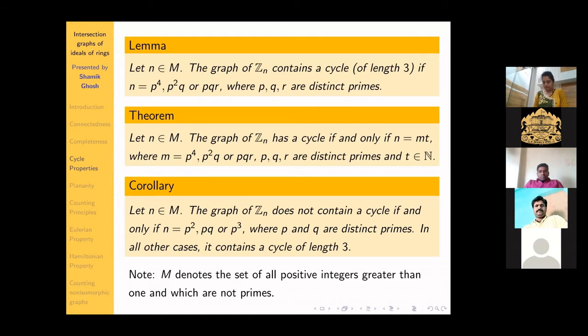So we can conclude as a corollary that it does not contain a cycle in some very typical cases where n is p square or pq or p cube. P square means a single point graph, pq means two isolated point graph, p cube means just an edge. P and p square are the only non-zero non-trivial ideals here. So excepting these graphs, all graphs contain a cycle of length 3. So again, you see that the graph is dense, and most of the graphs contain cycles, right?